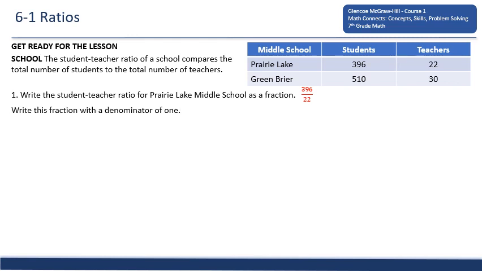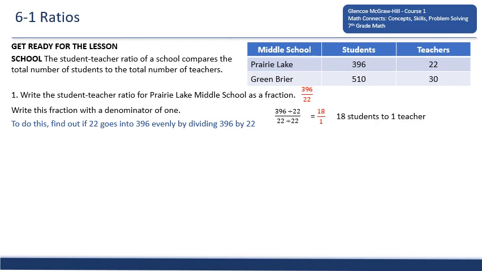Write this fraction with the denominator of 1. To do this, find out if 22 goes into 396 evenly by dividing 396 by 22. And if we do that, we get 18 over 1, or 18 to 1. So we have 18 students to 1 teacher.